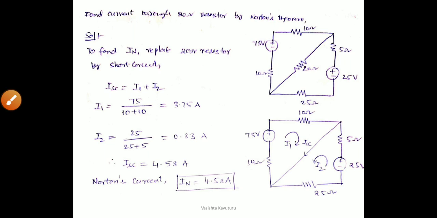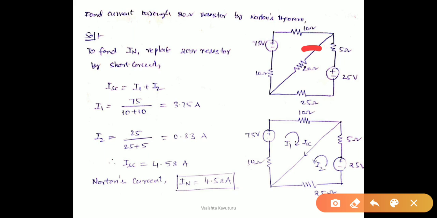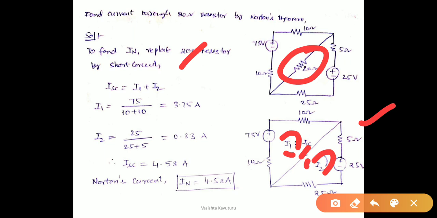Next, second problem. Find the current through the 20 ohm resistor by using Norton's theorem. Here also there is a 20 ohm resistor. To find the Norton's current, we have to remove or replace this 20 ohm resistor with a short circuit, and redraw the circuit. Upon replacing with a short circuit, there are two loops in the given network. Here the two currents I1 and I2 are flowing in the two loops.